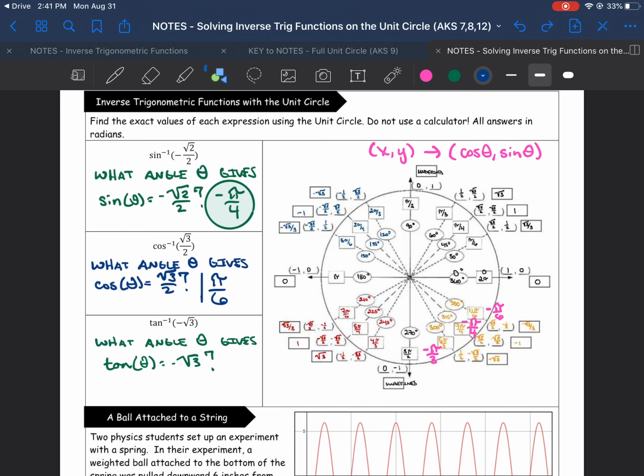Oh, it looks terrible. Let's try that again. Yeah, better.